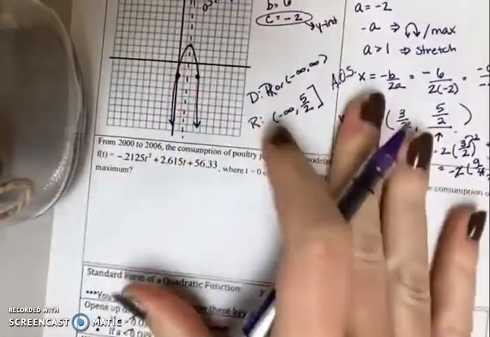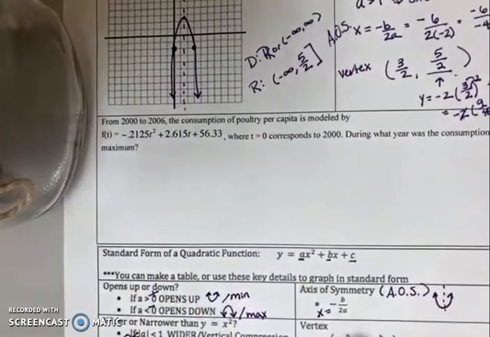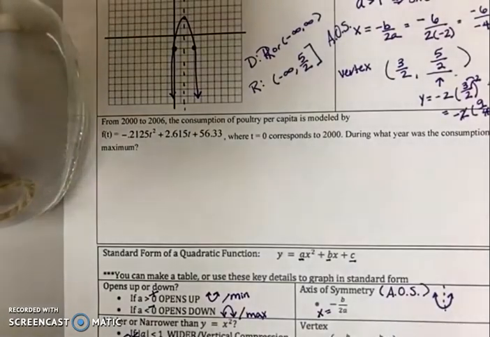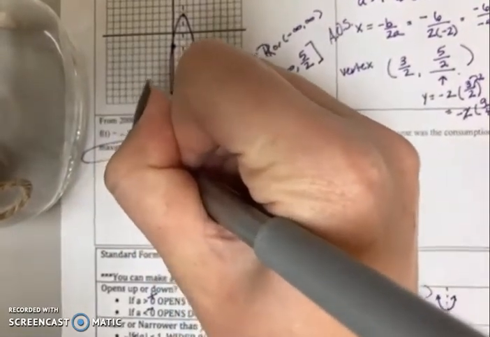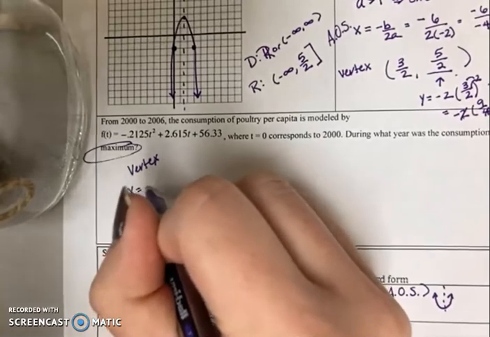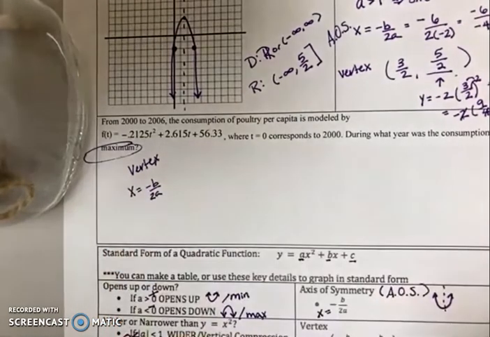All right, last one. From 2000 to 2006, the consumption of poultry per capita is modeled by this equation here, where t equals 0 corresponds to the year 2000. During what year was the consumption of poultry per capita at its maximum? Okay, the key word here is maximum. Maximum means we're going to have to find the vertex. And when something's written in standard form, we find the vertex by using x equals -b over 2a.